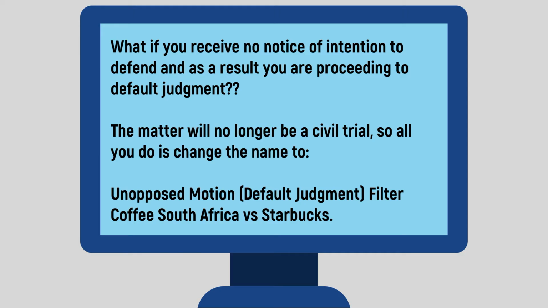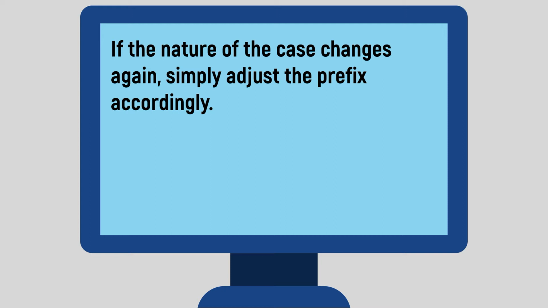The matter will no longer be a civil trial, obviously. So all you need to do is change the name to Unopposed Motion, Default Judgment, X versus Y Pty Ltd, or whatever the name of your case is, if it's the filter coffee, whatever. If the nature of the case changes again, simply adjust the prefix accordingly.